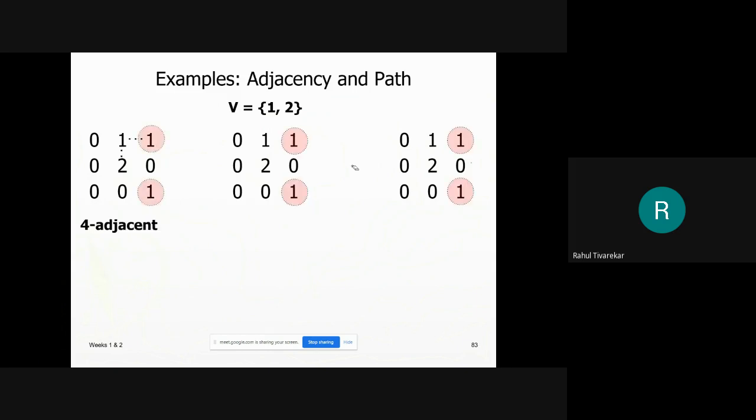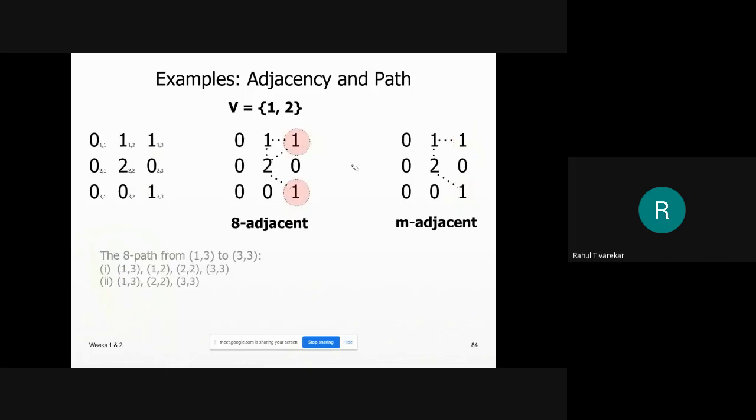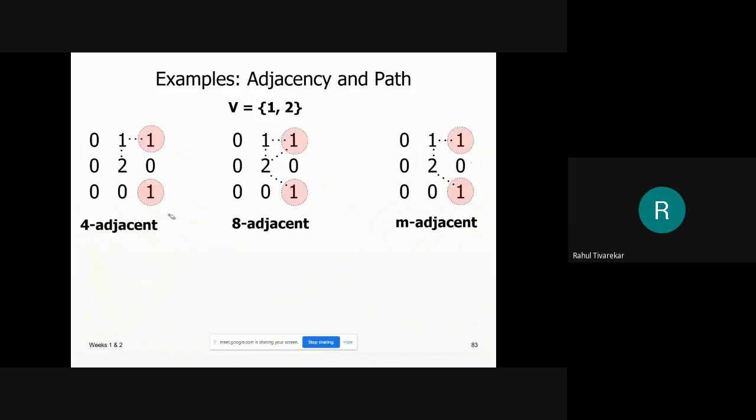We have 4 adjacent pairs, we have all the 8 adjacent pairs, and we have M adjacent pairs of the same image. We are talking about the same image. Now let's talk about the path. If I show you once again the four adjacent, I am talking about the pixel P which is on the right bottom and pixel Q which is on the right top.